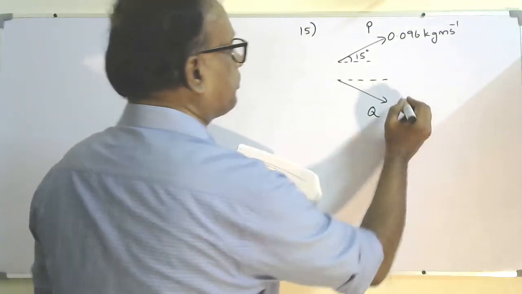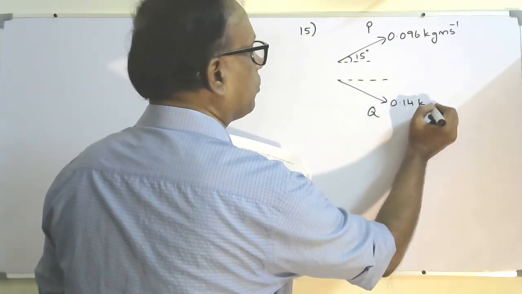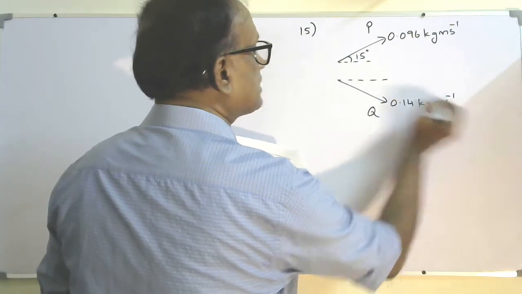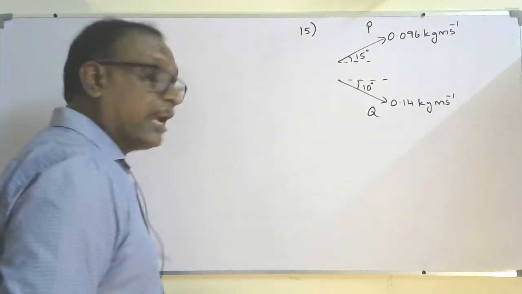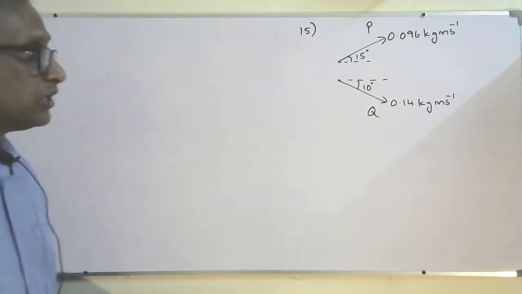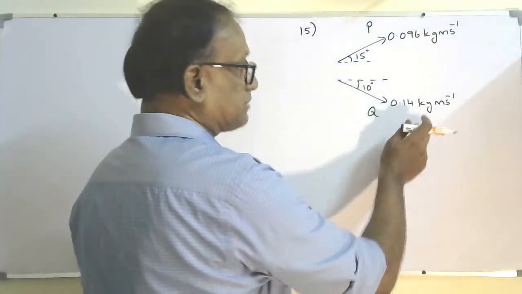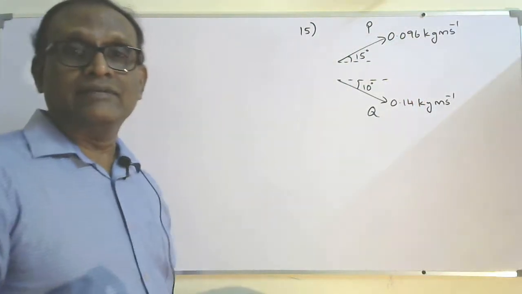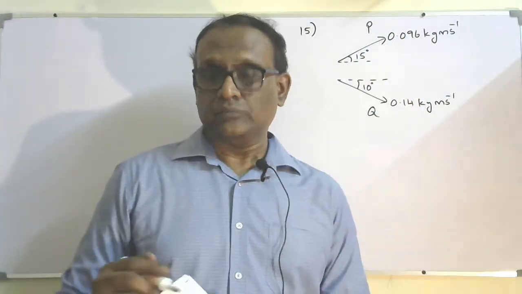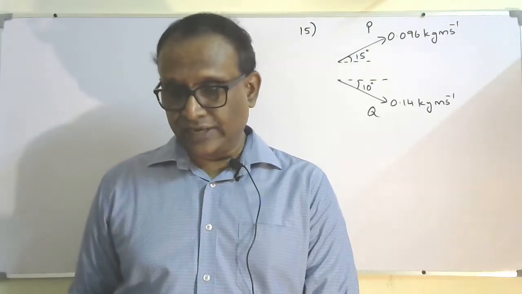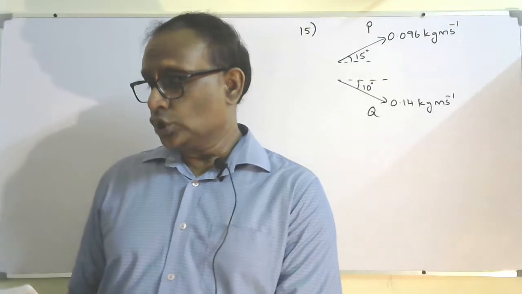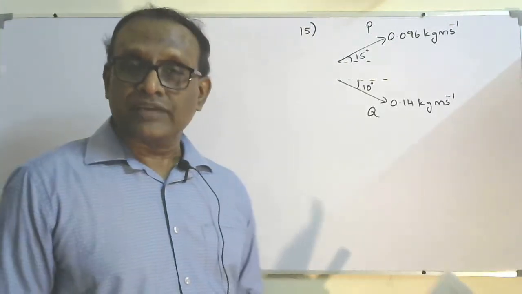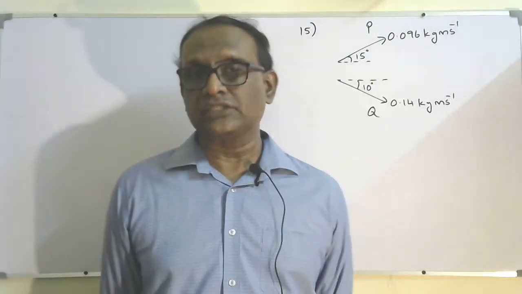Its momentum is 0.14 kilogram meter per second, that is 10 degrees with the horizontal line, and we need to draw a vector diagram. So if I add these two vectors by using the vector addition rule, I will get the final total momentum. That's the question. Use the vector diagram to show the magnitude of the total momentum. So we can draw the vector diagrams by using the vector addition rule.